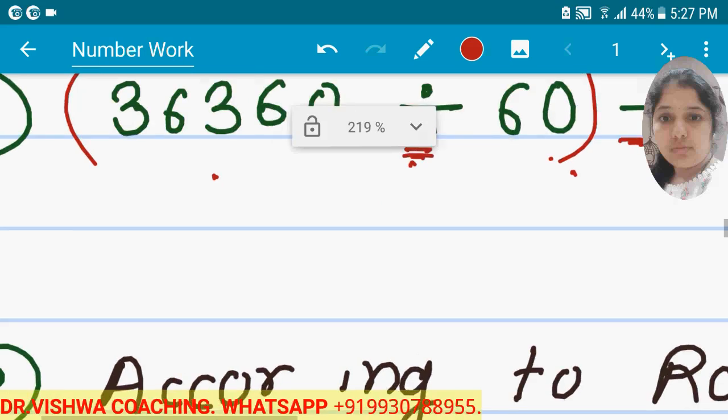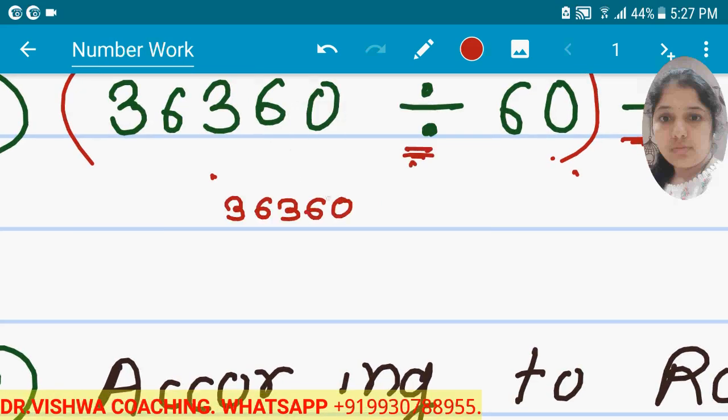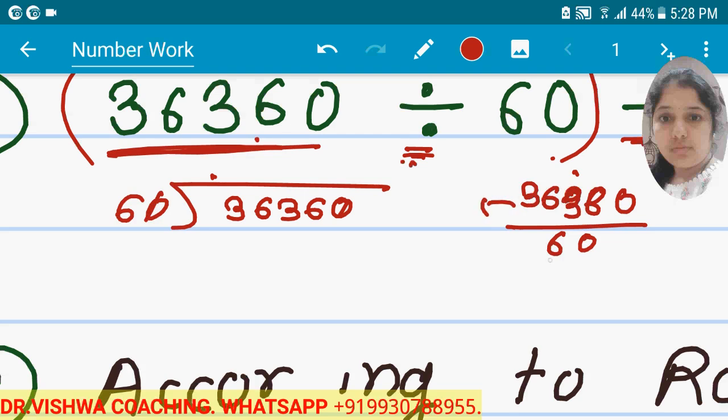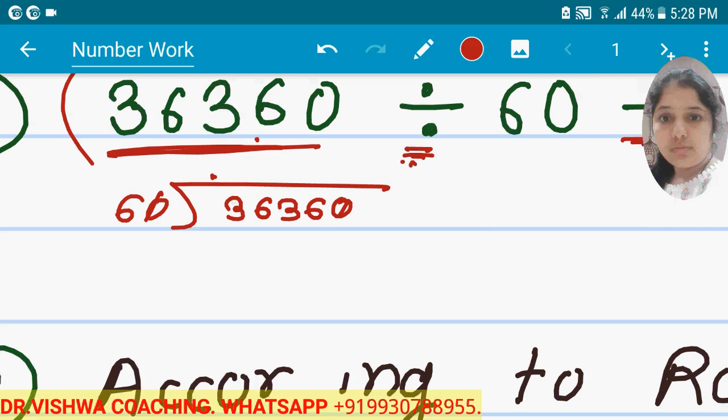36360 divided by 60. Now this 0 from both sides will get cancelled. When we write in the numerator-denominator format, we always do this. Here also, 36360 is our numerator and 60 is the denominator, because 60 is dividing this number. So 0 from both sides will get cancelled. Now what is remaining?